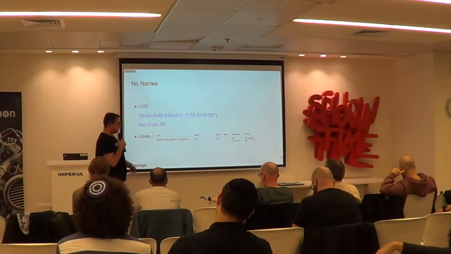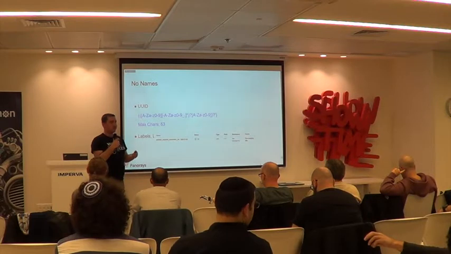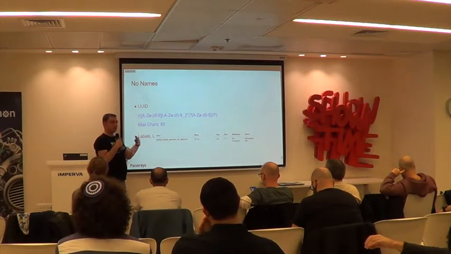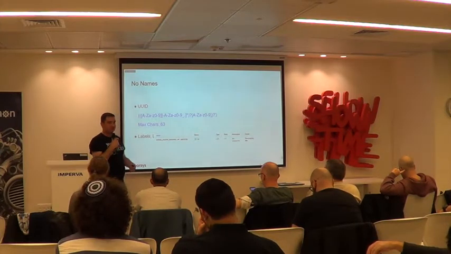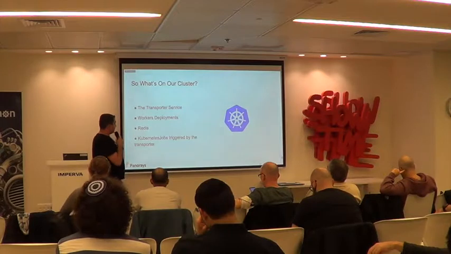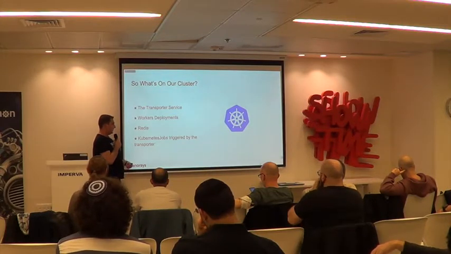So we shifted in the middle of our development process to creating hashes of the names of the bots being run, and we created a mapping between them, because if not, you can't actually execute everything on Kubernetes. Okay, so what's on our cluster? Basically the transporter service itself, worker deployments, Redis, and Kubernetes jobs being triggered by the transporter itself.